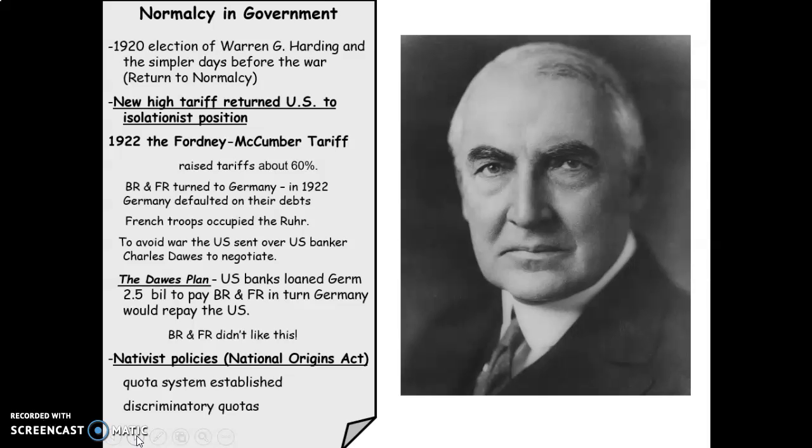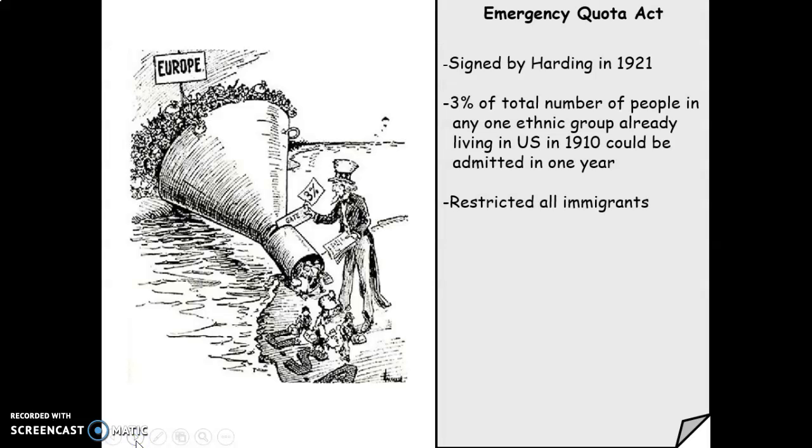Nativist policies are going to start to become national policy. The National Origins Act basically puts a quota system on immigrants from Europe, and it's discriminatory quotas on immigration. So as this political cartoon shows here, we're going to stop immigration from Europe to a trickle. Not many people are going to get in. So this was signed by Harding in 1921.